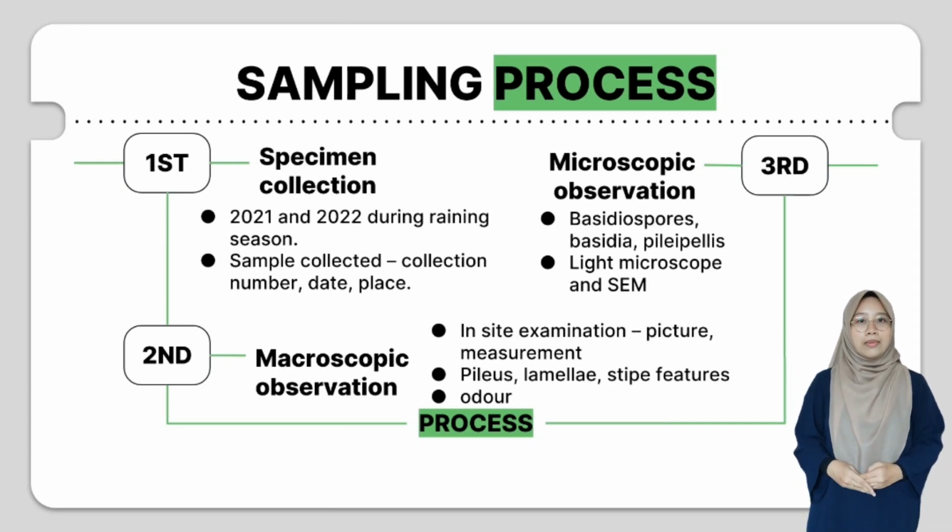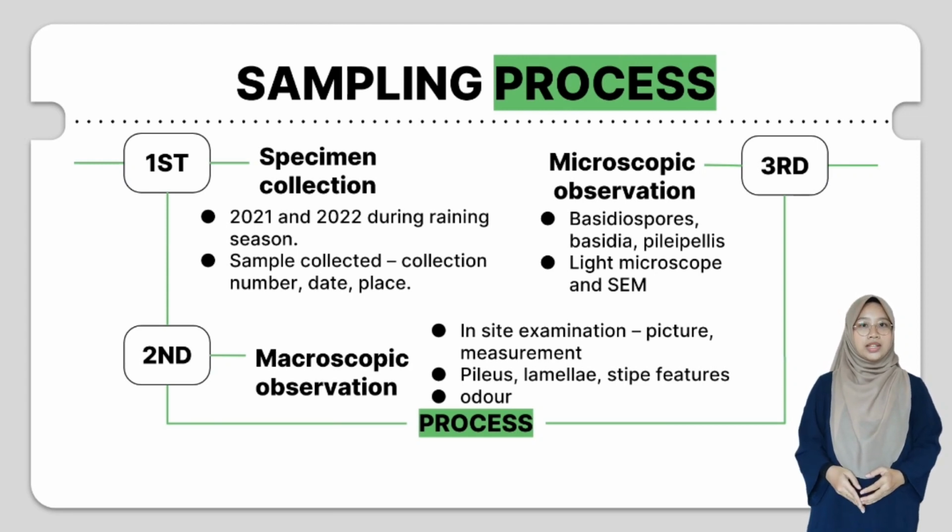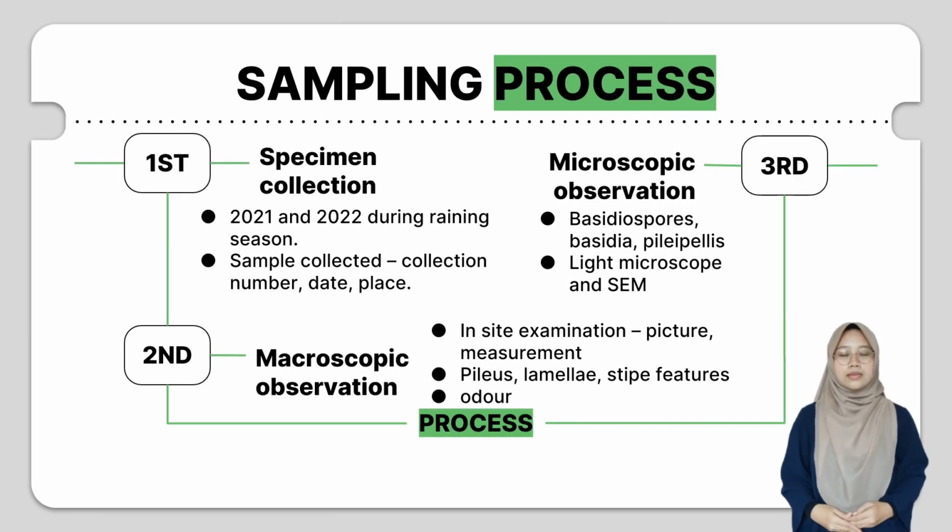Samples collected were labeled with collection number, date, and place. The samples were observed on site by taking pictures and measurements of all specimens collected. The pileus, lamella, stipe, and other features were jotted down. The samples were then taken to the laboratory for microscopic observations using light microscope and scanning electron microscope.